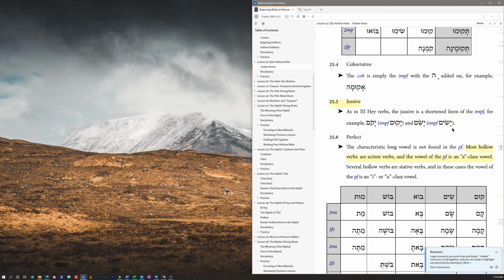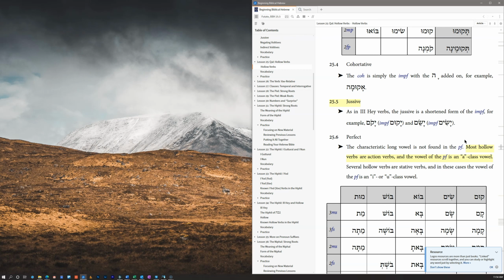So third Hey verbs, Niphal verbs, and hollow verbs are three situations where you're going to notice a difference between the jussive and the imperfect. All other times, the jussive and the imperfect are going to look identical. These are the only times you'll be able to tell them apart. Which means, if you see an imperfect, it's worth asking, should I read this as an imperfect or should I read this as a jussive? It's always good to have that option in your head because they look identical. Or I should say, if they're supposed to look identical, then it could be either one.